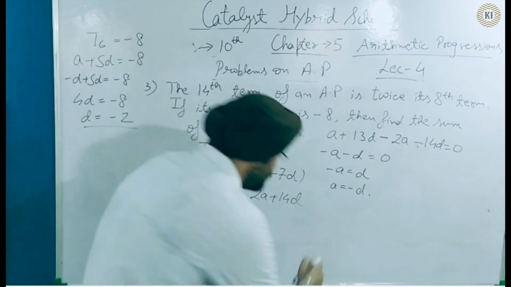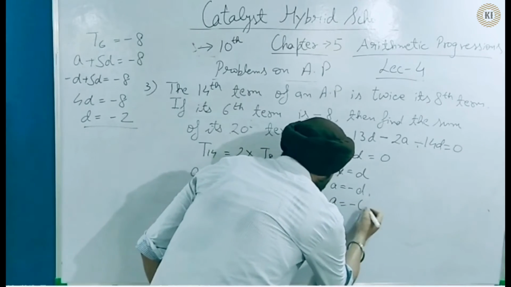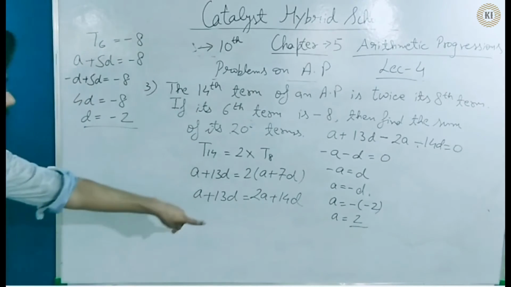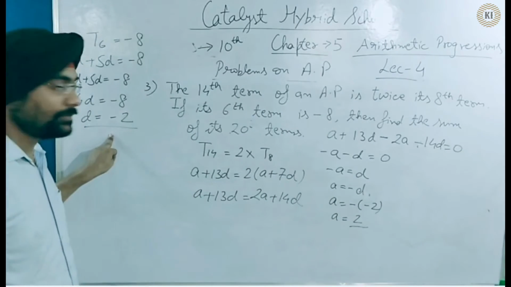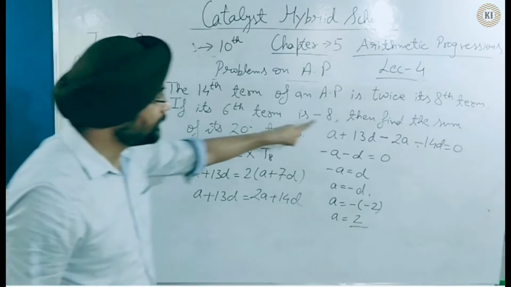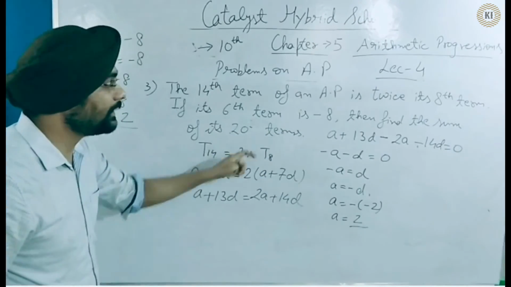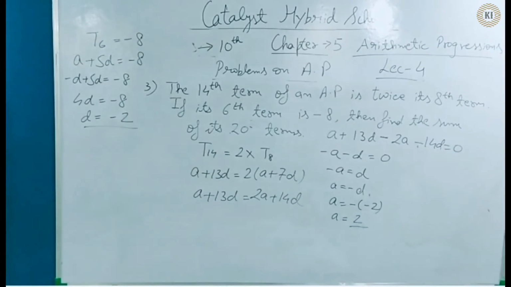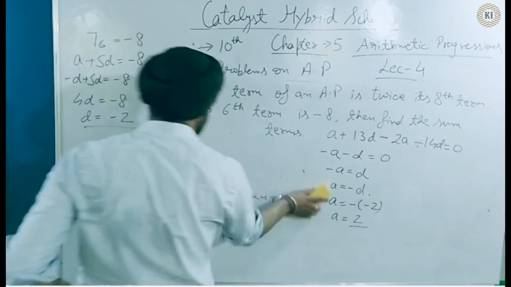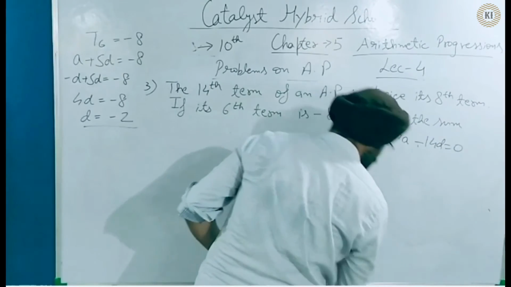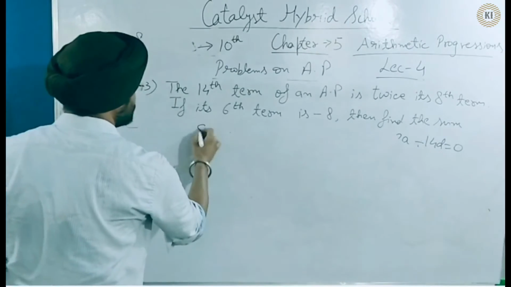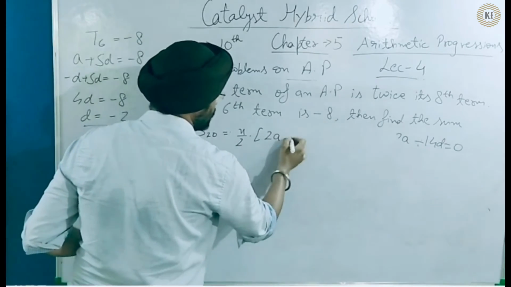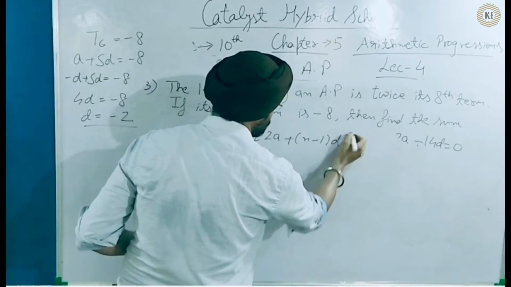Value of d is -2. Value of a is equal to minus of minus 2, so value of a here is 2. So value of a is 2, value of d is -2. We have to calculate here, find the sum of its 20 terms. So we know the formula for sum of 20 terms. The formula is S of 20, formula is n by 2 into 2a plus n minus 1 into d.